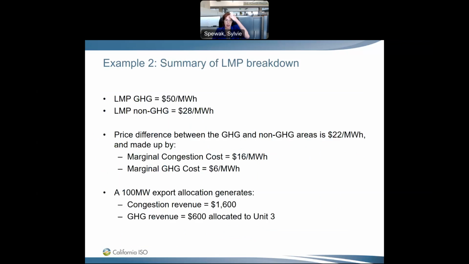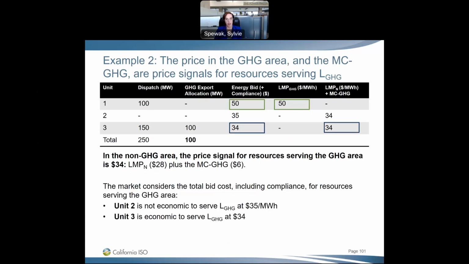And I've summarized that once again here, but let's break this down price signal by price signal to confirm that all of this is efficient. So once again, Unit 1 is in the GHG area. Its bid price, which we assume includes compliance, is $50 per megawatt hour. It responds to LMP GHG, which is also $50 per megawatt hour. And this is an efficient price signal for that resource.